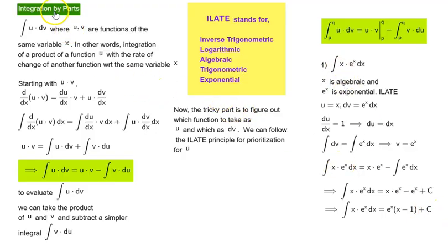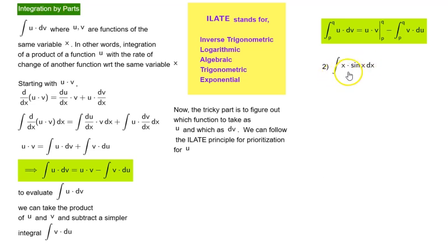Let's look at another example. We have the integral of x times sin x dx. So again, x is algebraic and sin x is trigonometric. So algebraic has a higher priority. So u is equal to x, which implies du is equal to dx. So dv becomes sin x dx. Now we integrate dv to get v. So the integral of dv is equal to the integral of sin x dx, which means v is equal to minus cos x.